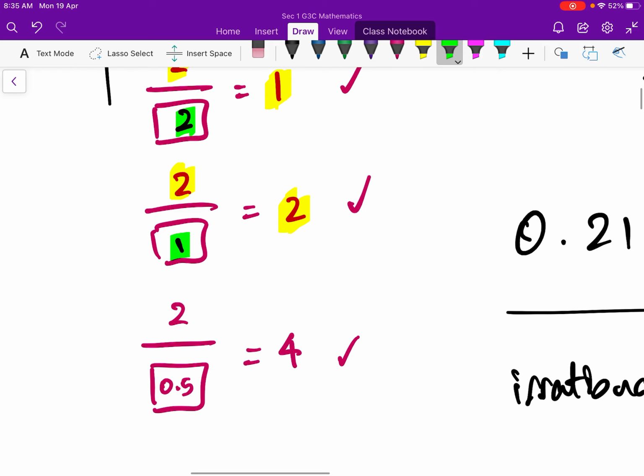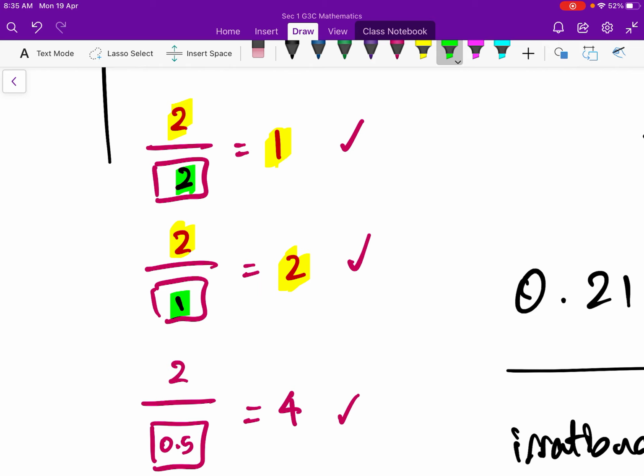Okay, let me rephrase that. In the denominator, if the denominator is greater than or equal to 1, the result is going to be smaller than or equal to the numerator. Because we are dividing a certain number of sweets by a certain number of people, which is more than or equal to 1, then everybody is going to get fewer sweets than the original total.